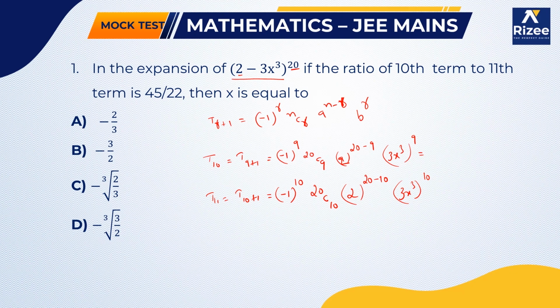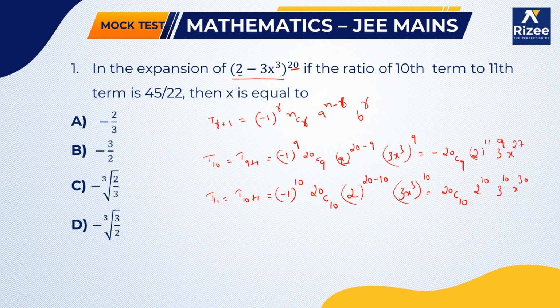By solving this, (minus 1) whole power 9, which is the odd term, we get minus 20C9, and 20 minus 9 we get 11. The multiplication here, 3 power 9, x power 3 into 9, which can be written as 27, and the remaining part is 20C10, 2 power 10, 3 power 10, x power 30.